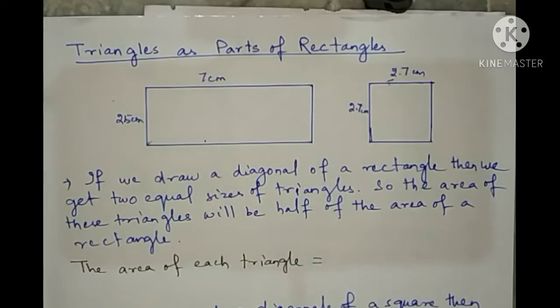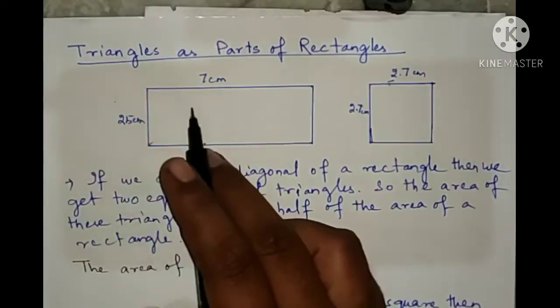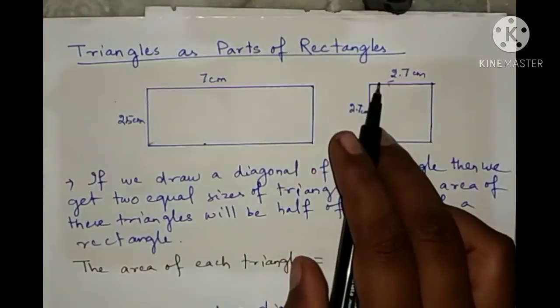Today we'll study triangles as part of rectangles, meaning we'll find the area of a rectangle, the area of a square, and the area of a parallelogram. Then we'll find the area of triangles with the help of the parallelogram, rectangle and square. So let's start. What you are looking at on the screen here is triangles as part of rectangles.